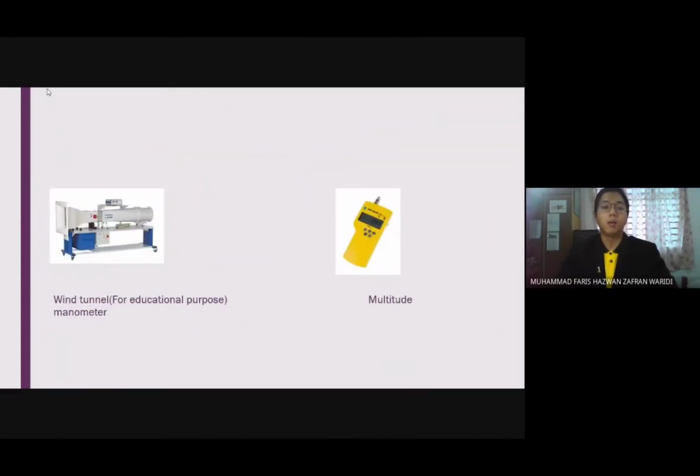The second one we can look at in the slide is the wind tunnel, for educational purposes. The wind tunnel consists of a fan to pull the air from the laboratory, passing air filtration stages where the tunnel converges and diverges until we get a uniform steady flow. And the third one we can see is the multitube manometer. The multitube manometer is used to get the pressure of the wind through the flow over the cylinder.